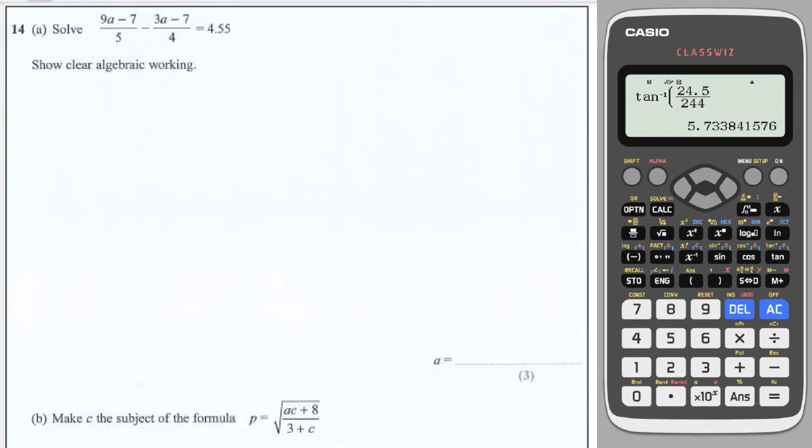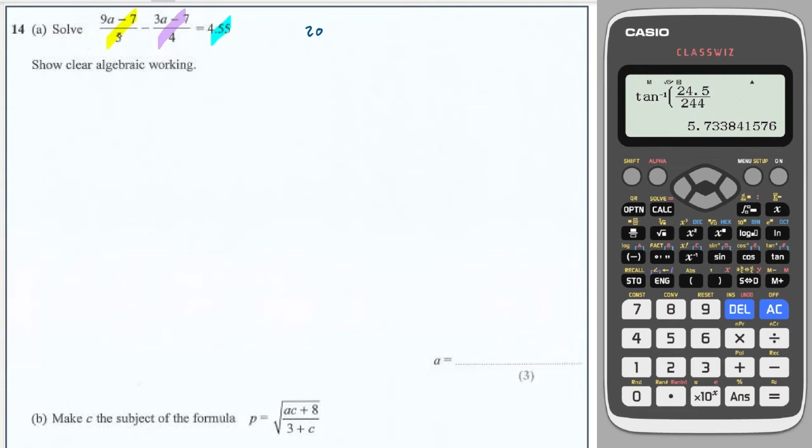Okay, algebraic fraction. I've noticed that we have 5 and 4 here, so a common denominator would be 20. So I'm just going to multiply each term through by 20. Okay, so what do I get if I multiply the yellow by 20?